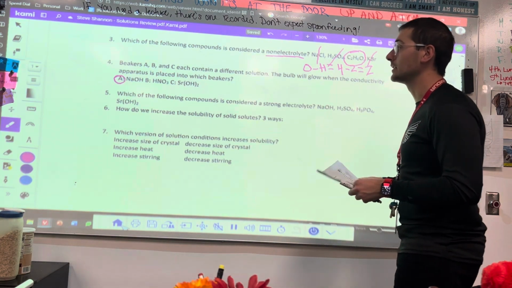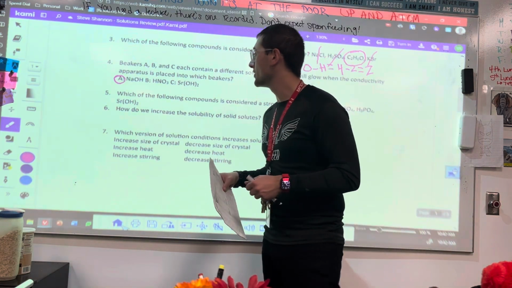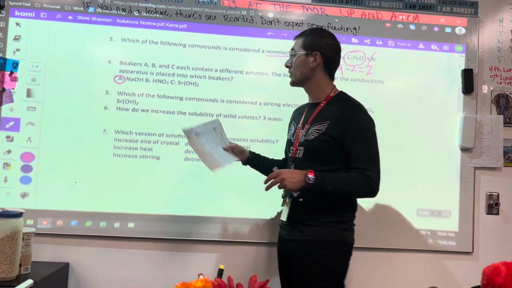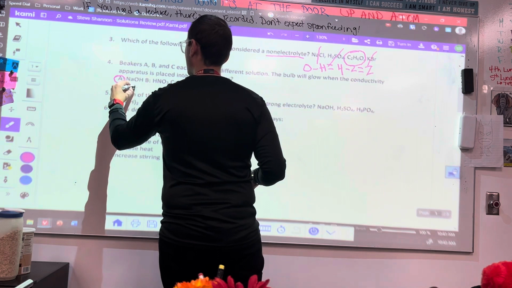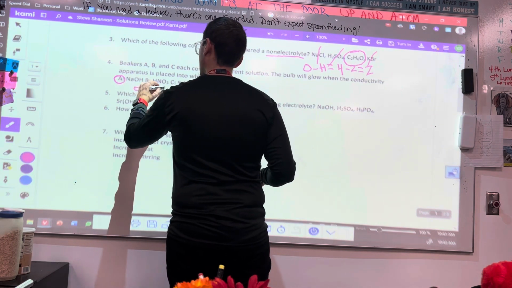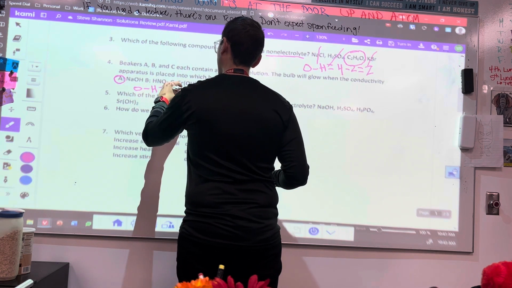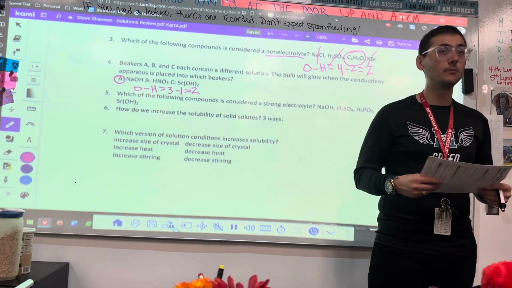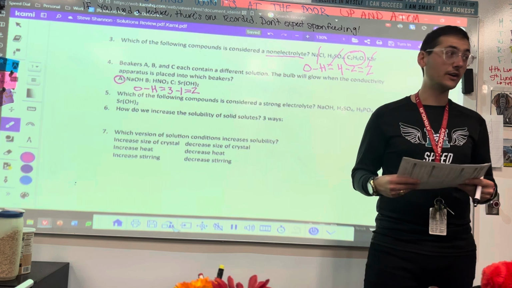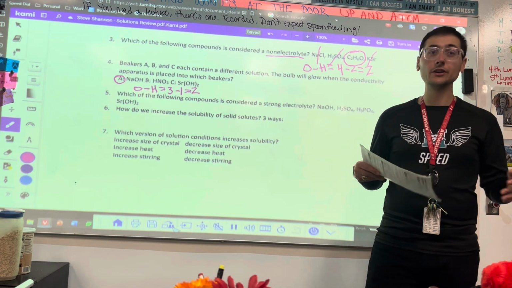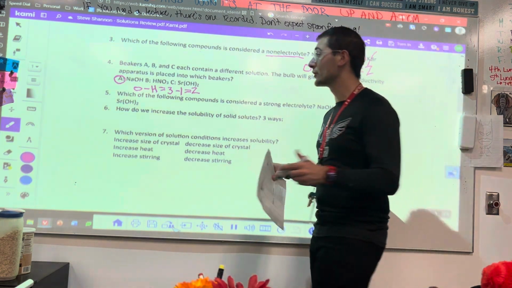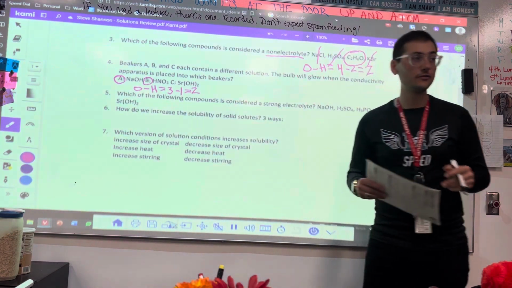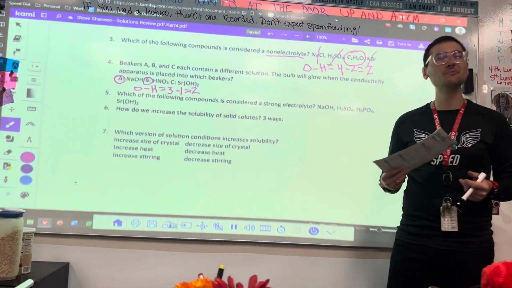I look at letter B. Letter B is HNO3, that's nitric acid. If I use my little trick here, O minus H equals 3 minus 1, which equals 2. This is a strong acid, meaning it's going to dissociate into ions, and it will conduct electricity, and the bulb will turn on. So this is also going to be part of my answers. Notice how there may be multiple correct answers.